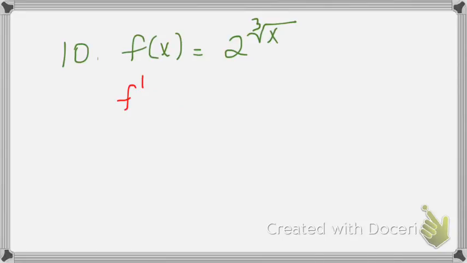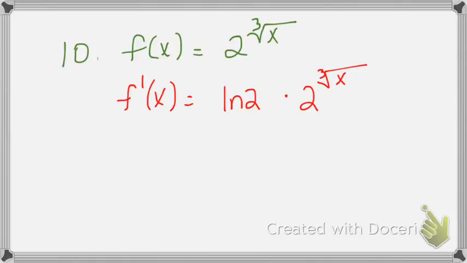And number 10, the derivative of 2 to a power is natural log of 2 times 2 to the power. One more step, I multiply by the derivative of the power. Well, the power is x to the 1/3, so the derivative would be 1/3 x to the, you do 1/3 minus 1, so it would be negative 2/3. And there's not really anything you can multiply together because none of those numbers are by themselves except for the 1/3.